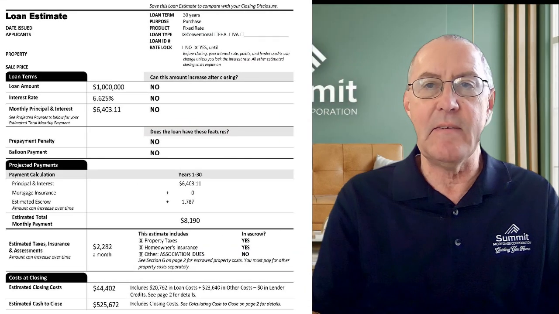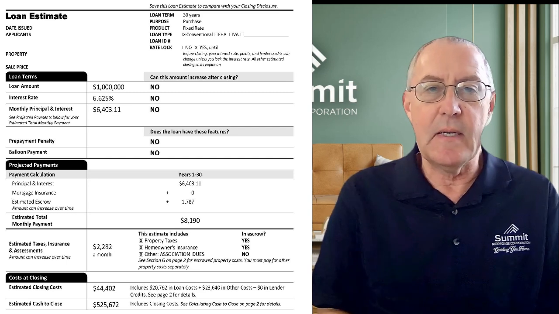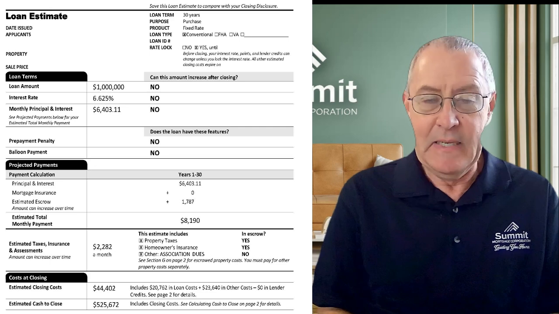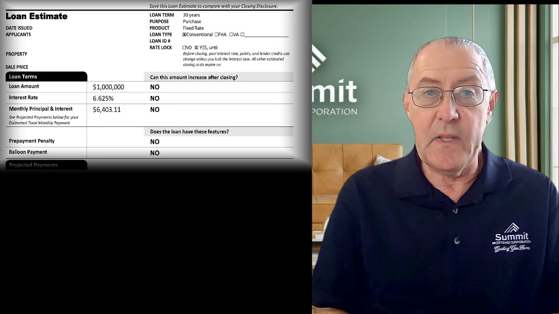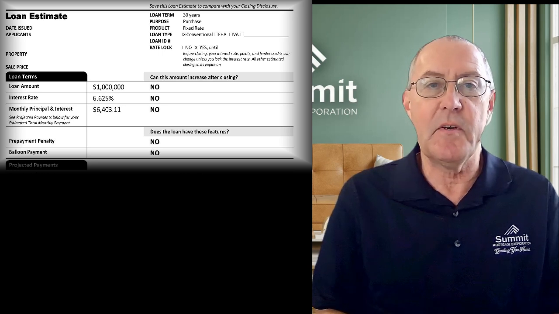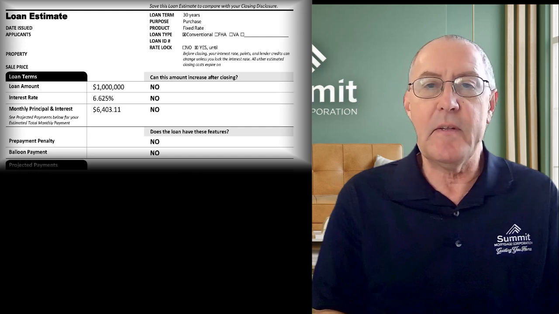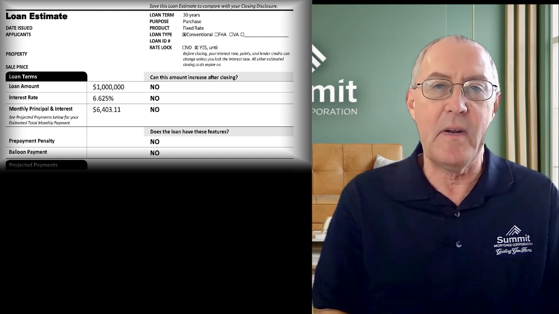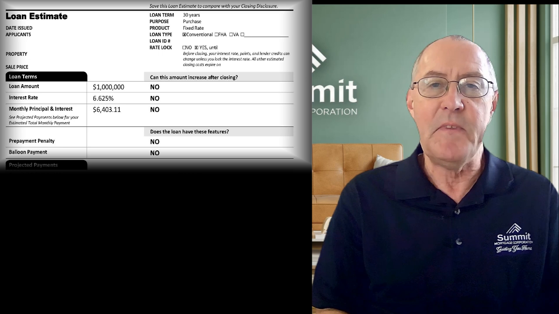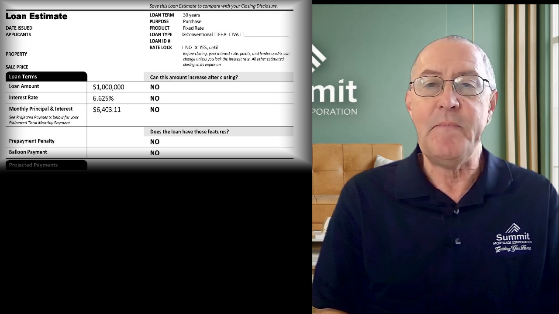So the loan estimate is a 3-page form. The first page is shown here. Let's focus on the top part. Page 1 is really about your loan and your monthly payment. Up here at the top, it's going to show you your name under applicants, the property that you're buying, the sales price, and what your loan terms are. Is this for purchase or refinance? Are you getting a fixed rate or an ARM?